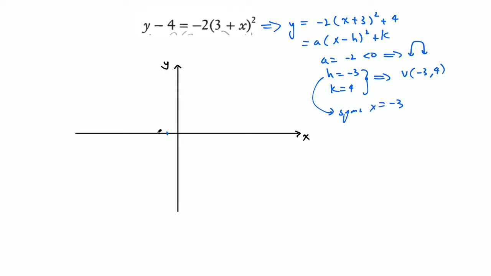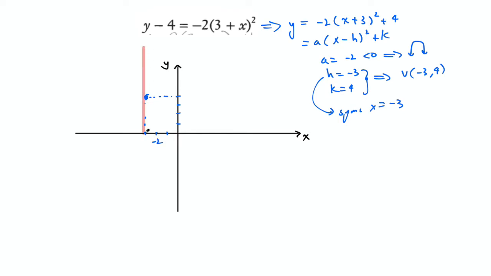Okay, so let's draw that out. So here's minus 3 and here's 4. So we have a vertex right here. Okay, this is our vertex and we have to face downwards. So let's plug in for the point to the right of it.